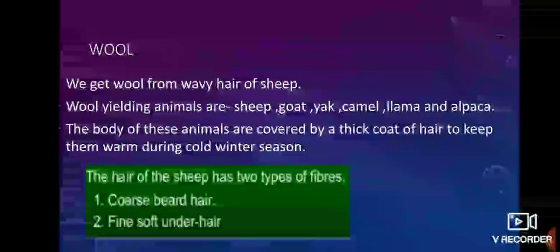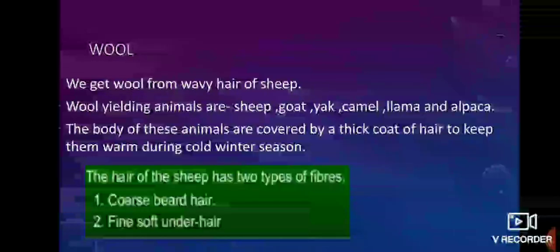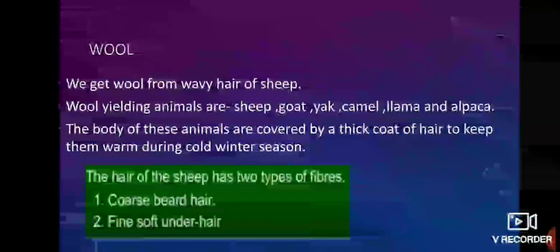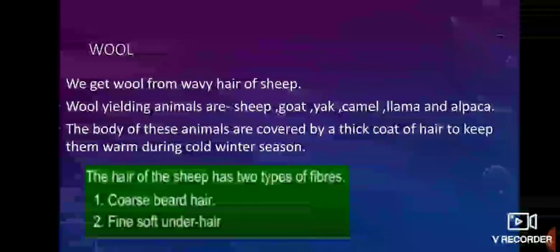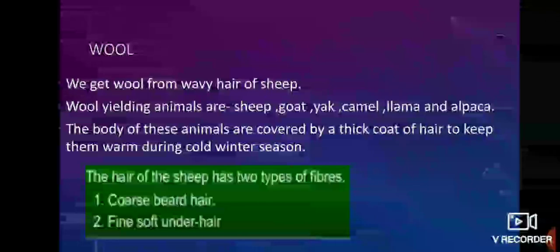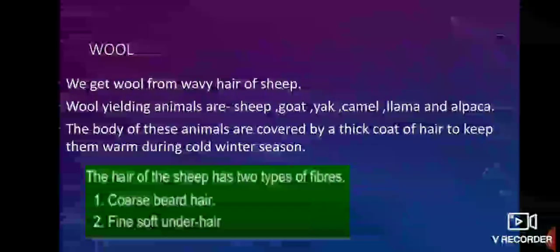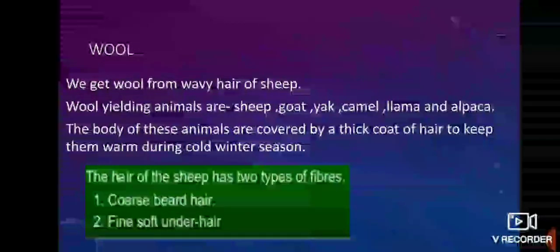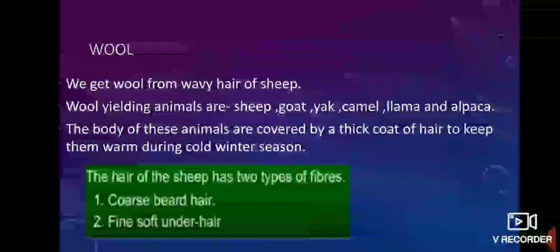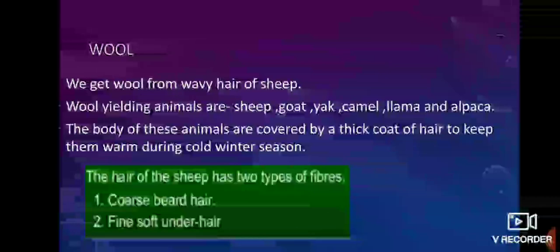The bodies of these animals are covered by a thick coat of hair because they live in cold regions, and their bodies should be covered with a coat of hair to keep them warm during the cold winter season. The hair of the sheep has two types of fibers: coarse beard hair and fine soft underhair. So according to the structure of the hair, wool is also of different quality.